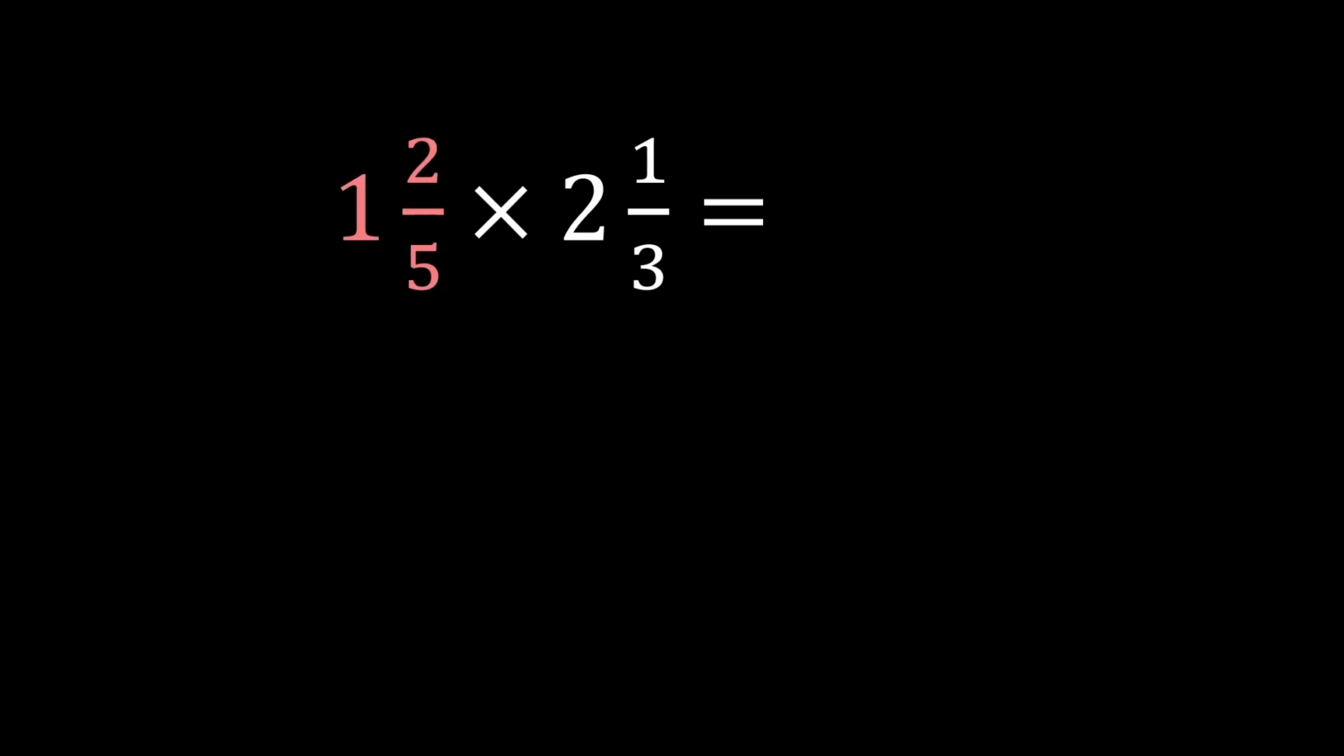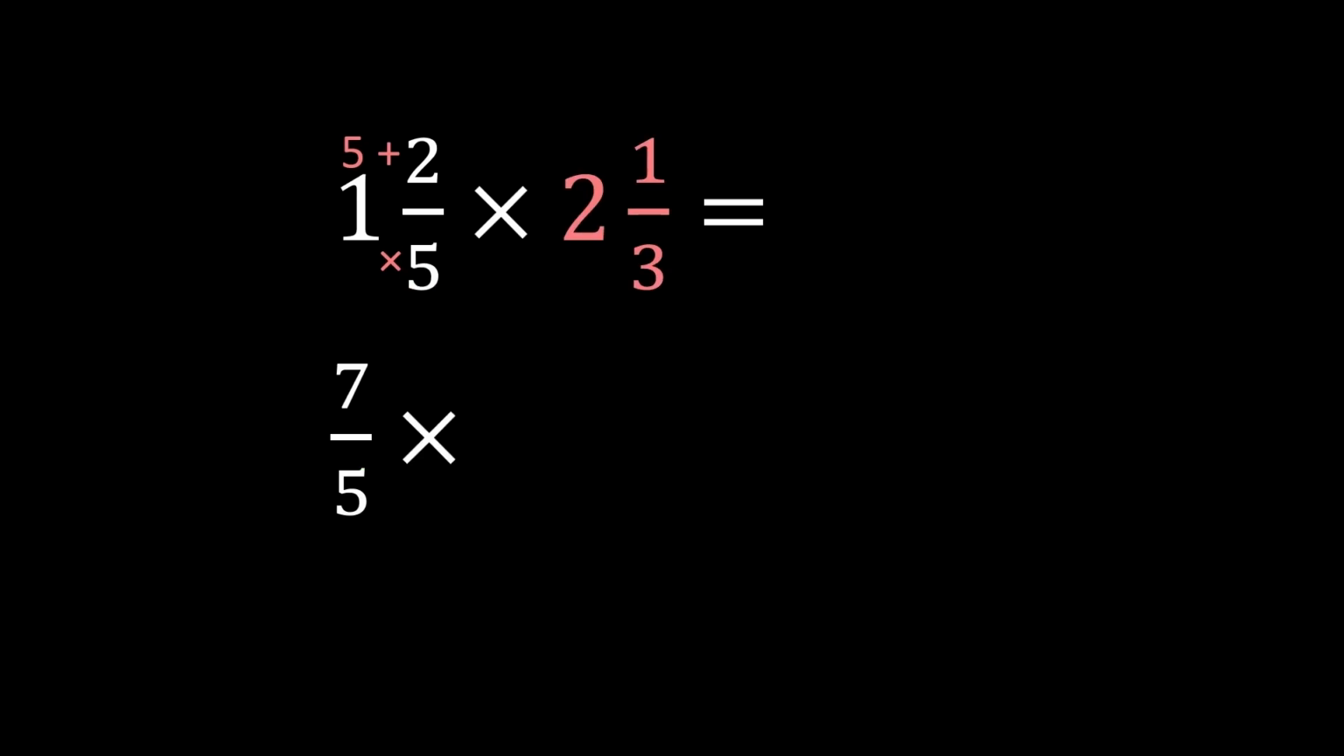To turn our mixed number into an improper fraction, we multiply the denominator times the whole number. So 5 times 1 is 5. And we take that product of 5 and we add it to our numerator. 5 plus 2 is 7. 7 is our numerator, and our denominator of 5 remains the same.